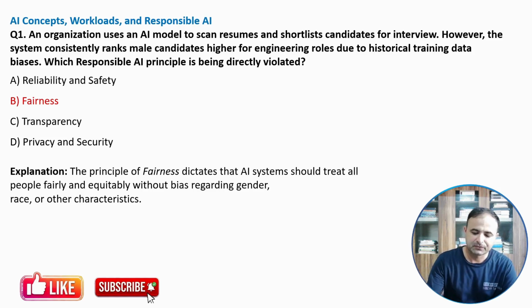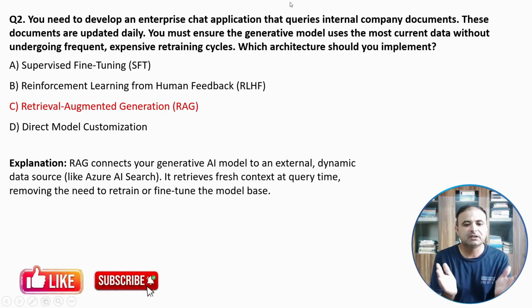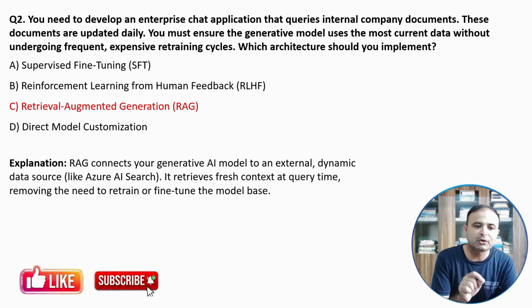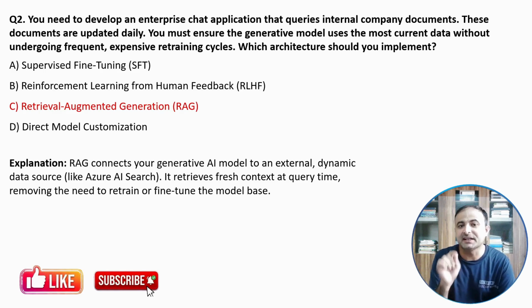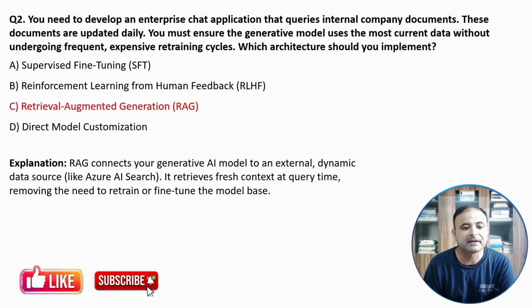Correct? Next, you need to develop an enterprise chat application that queries internal company documents. These documents are updated daily. You must ensure that the generative model uses the most current data without undergoing frequent, expensive retraining cycles. Which architecture should you implement here?